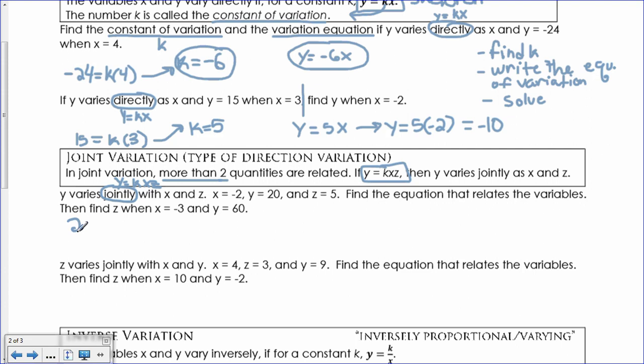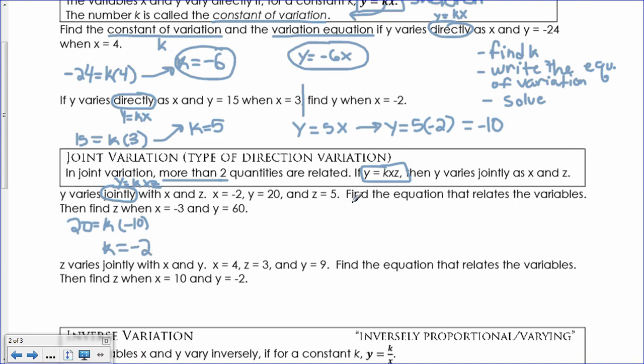So if we plug it in, we're going to have 20 is equal to K times, I'm going to do a little bit of mental math. If X is -2 and Z is 5, and I multiply them together, I get -10, right? X times Z, -2 times 5. And then when I divide it, I get K is equal to -2. So you always need to start with K.